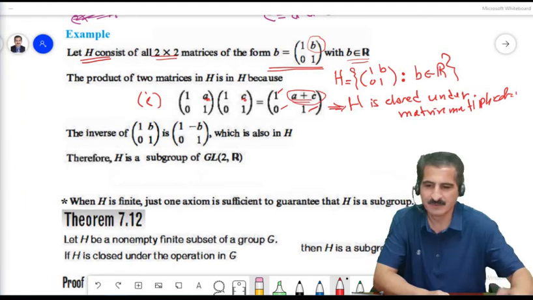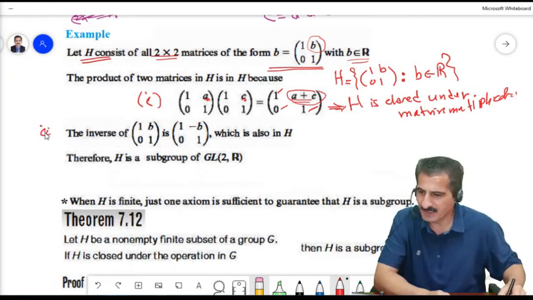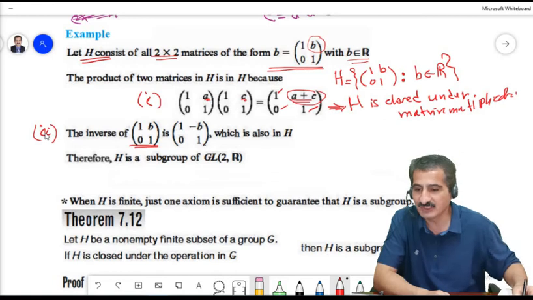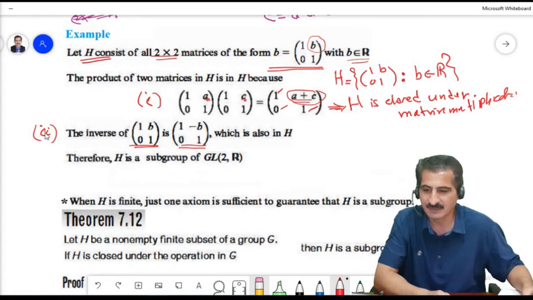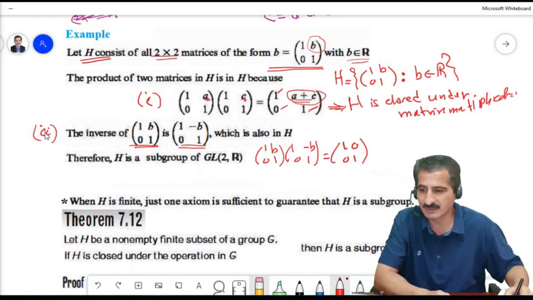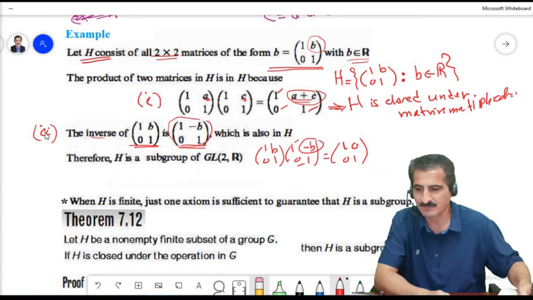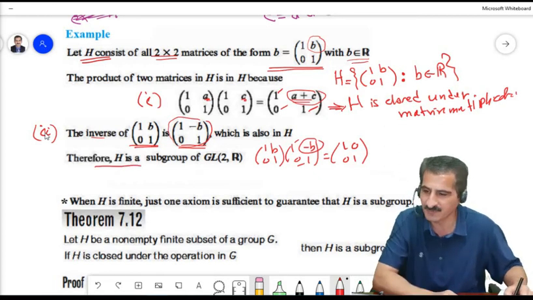And part two: if I have a matrix in H, then its multiplicative inverse is in H. If we multiply these two matrices, 1, B, 0, 1 multiplied by 1, negative B, 0, 1, the result will be 1, 0, 0, 1, which is the identity. So the inverse of this matrix is that one, and it belongs to H. This is 1 here, 0 here, and some real number here. So it is in H. Good, so we have the two conditions satisfied. Therefore, we will say H is a subgroup.